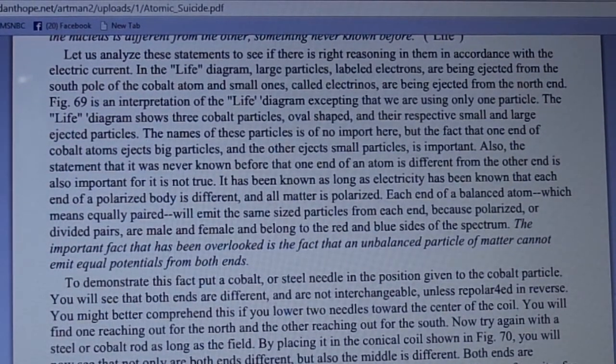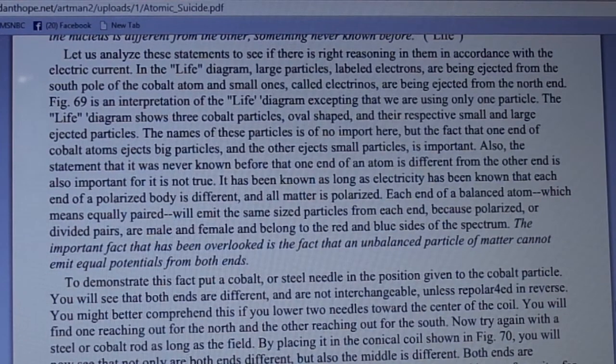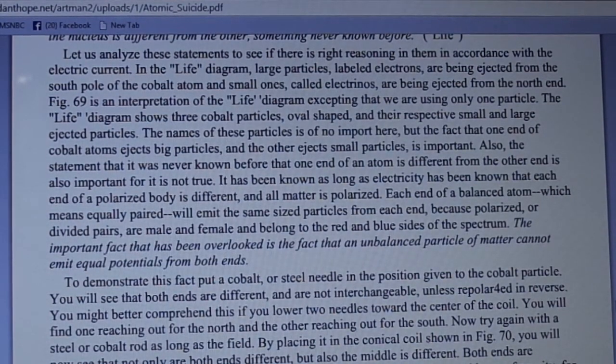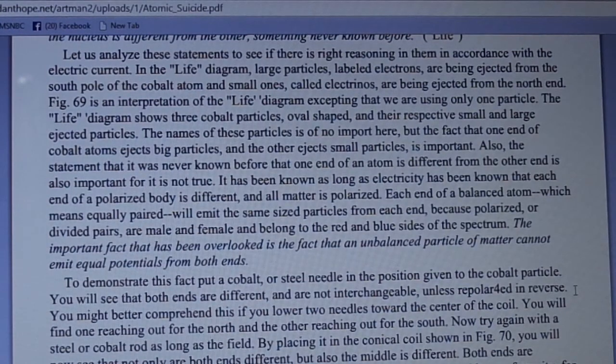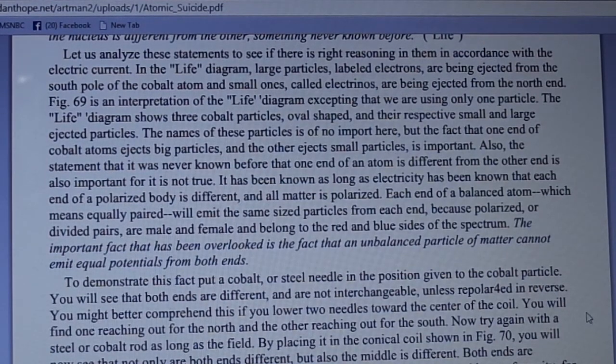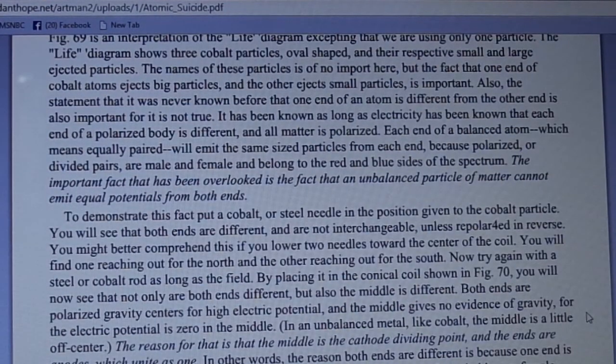To demonstrate this fact, put a cobalt or steel needle in the position given to the cobalt particle. You will see that both ends are different and are not interchangeable unless repolarized in reverse. You might better comprehend this if you lower two needles toward the center of the coil. You will find one reaching out for the north and the other reaching for the south.